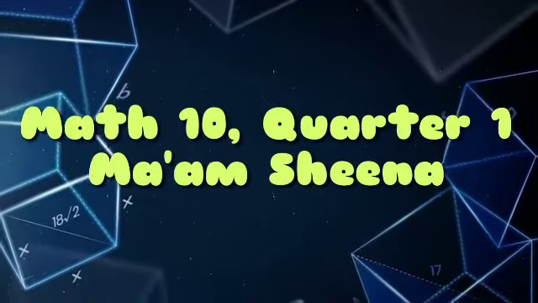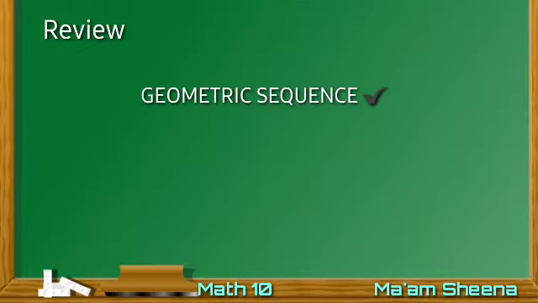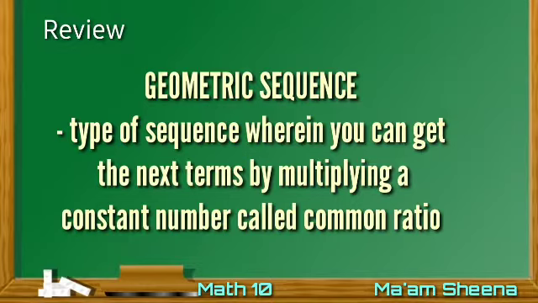So let's do this. Last time we already discussed what a geometric sequence is. Just a sort of review: who can tell me what a geometric sequence is? Yes, class, a geometric sequence is a type of sequence wherein you can get the next term by multiplying by a constant number which is called the common ratio. And what is the symbol for the common ratio? Yes, we're going to use the small letter r. If you don't have a common ratio, then the given is not a geometric sequence. Any questions with that?